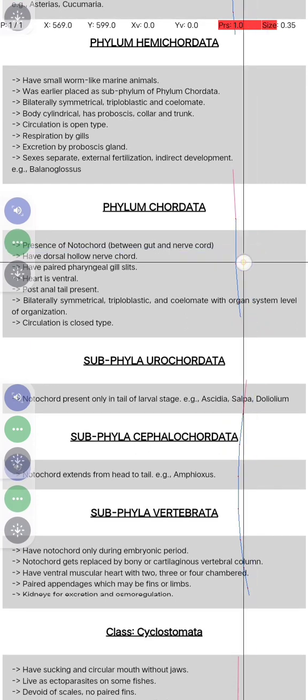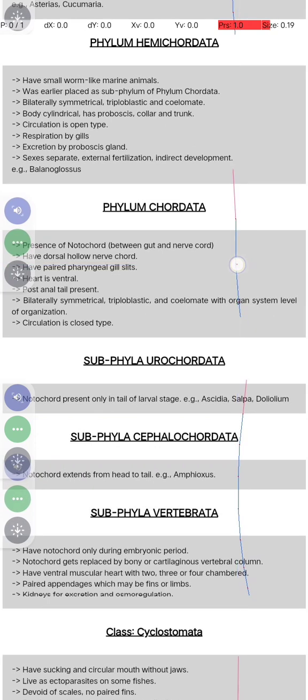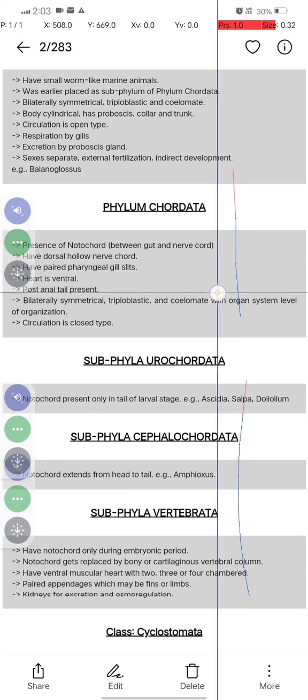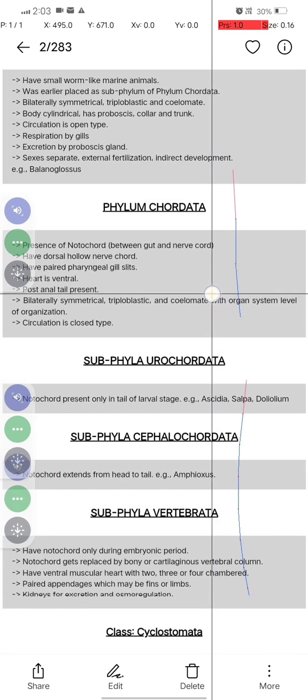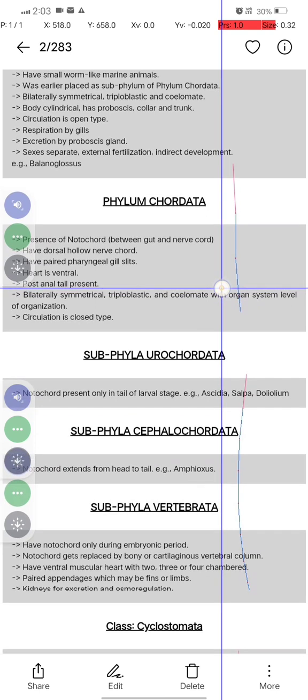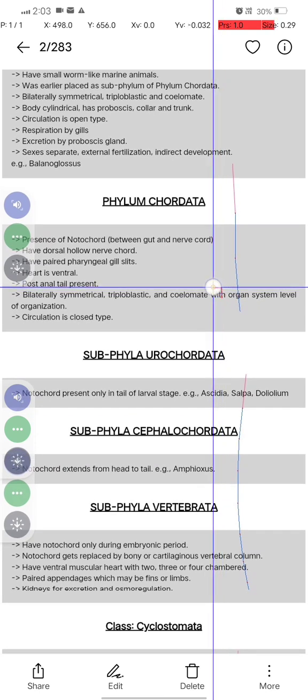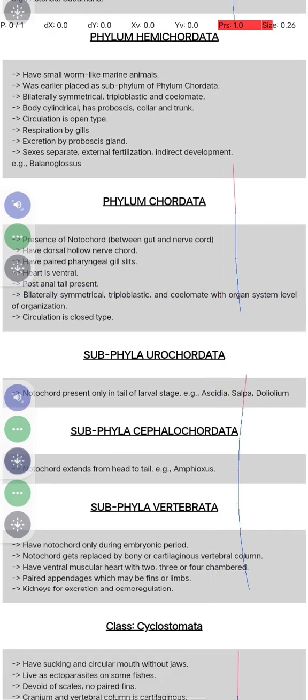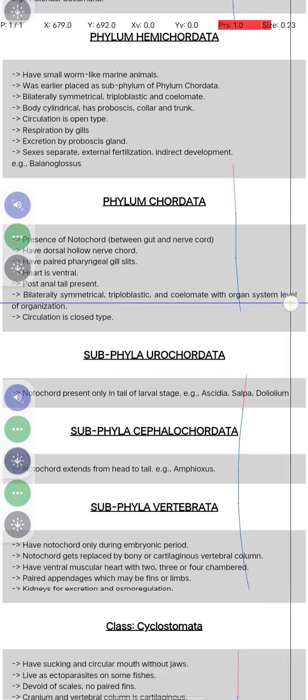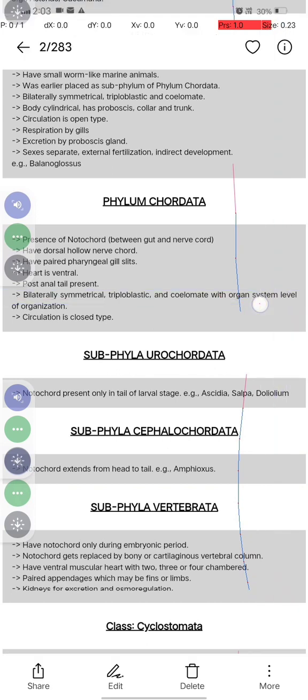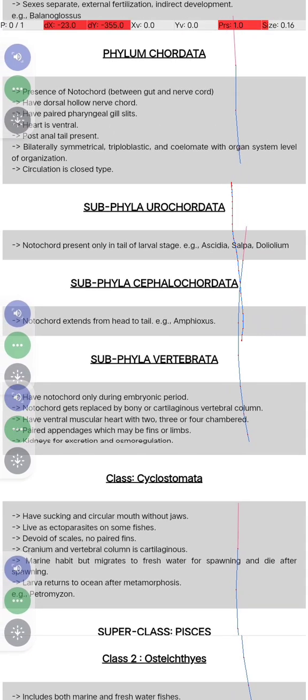Okay, उसके बाद है phylum Chordata. Presence of notochord between the gut and the nerve cord, and dorsal hollow nerve cord, have paired pharyngeal gill slits, and the heart is ventral, and post-anal tail present. Bilateral symmetry and the triploblastic and the coelomate with the organ level of organization and the circulation is closed type.